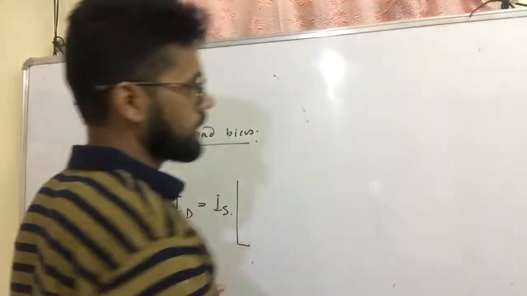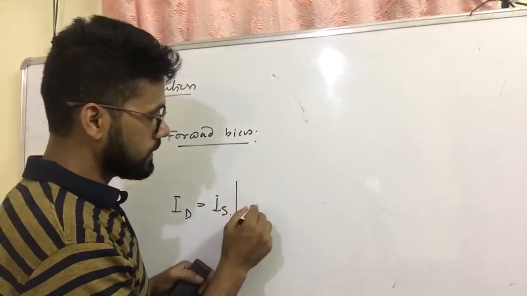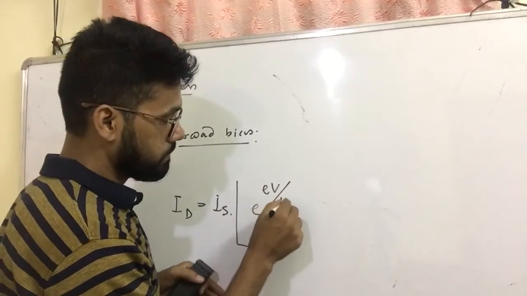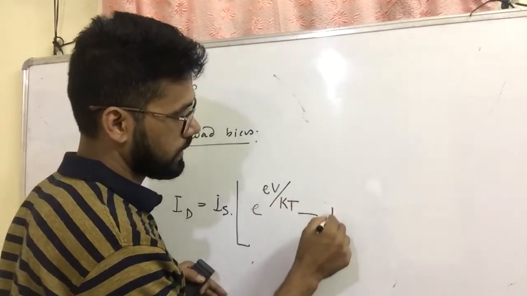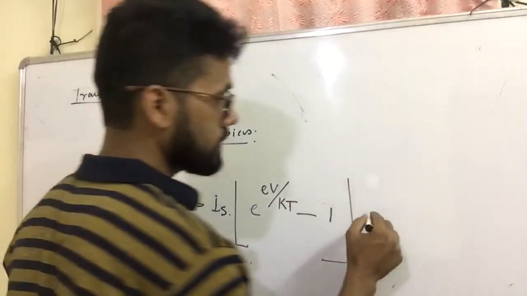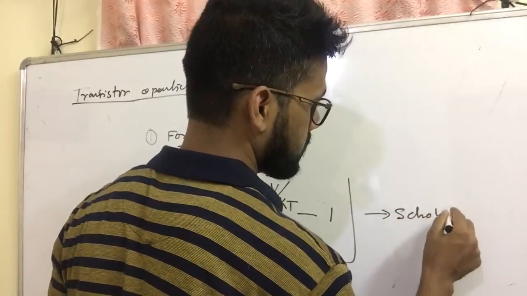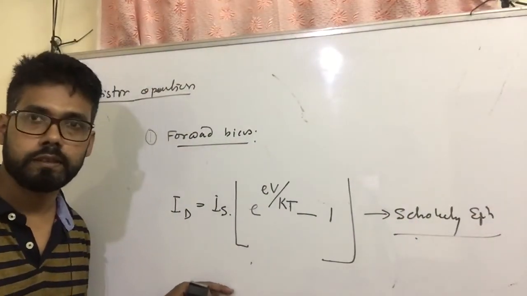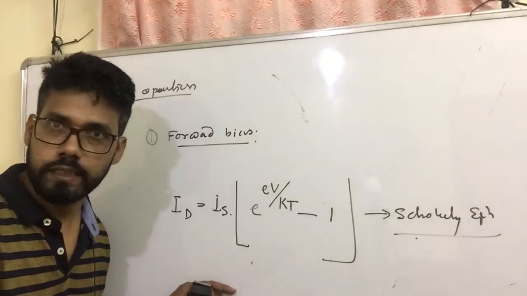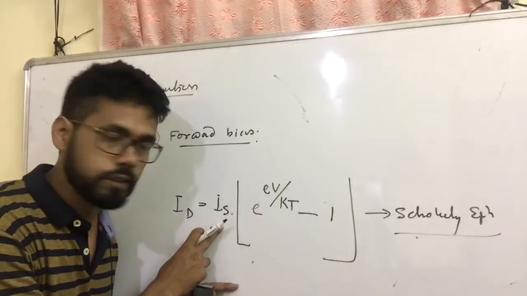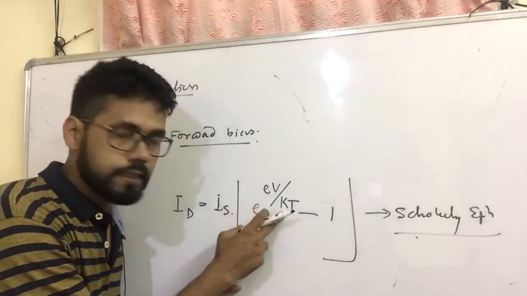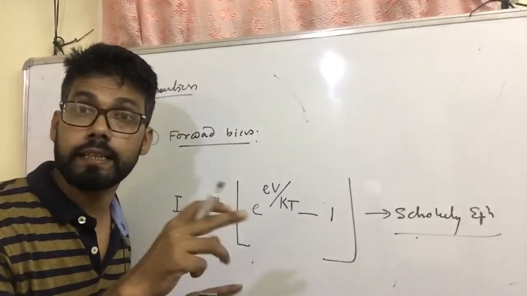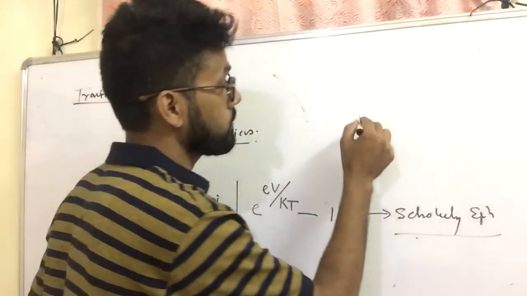And I am removing this diagram. I am back to the mathematical equation. This equation is the forward current, e to the power eV by kT minus 1. This equation is known as the Shockley equation. Remember, this equation is known as the Shockley equation. This equation is not a linear equation. Clear? IS is the reverse saturation current, e is the charge of the electron, k is the Boltzmann constant, T is the temperature, and V is the voltage you have applied. That is known as the biasing voltage.